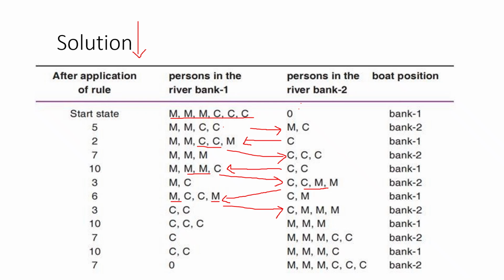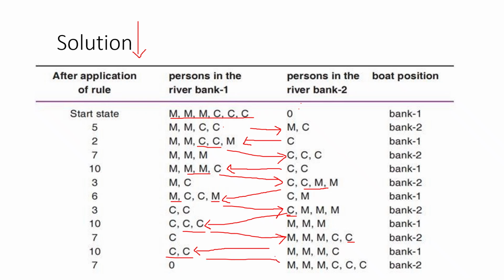Then we are taking one cannibal to the left side. So it will become three cannibals on bank 1 and three missionaries on bank 2. Then we are taking two cannibals to bank 2. So it will become three missionaries and two cannibals on bank 2. We are taking one cannibal to the left side. So now in bank 1 we have two cannibals, and in bank 2 there are three missionaries and one cannibal. Then we are taking these two to the right side.